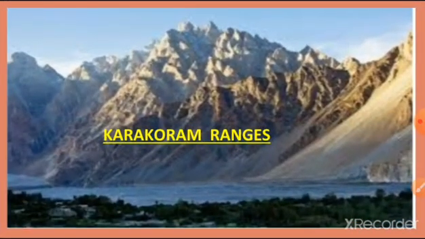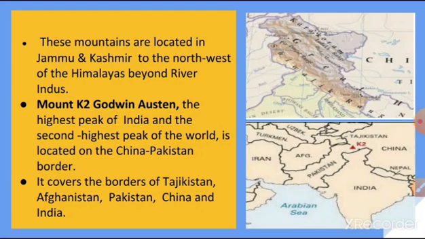Now, in this session, you are going to learn about the Karakoram ranges. That means the northern mountains are 3. What are they? The Himalayan mountain ranges, the Karakoram ranges and the Purvanchal ranges. So, Karakoram ranges. These mountains are located in Jammu and Kashmir to the northwest of the Himalayas beyond river Indus.